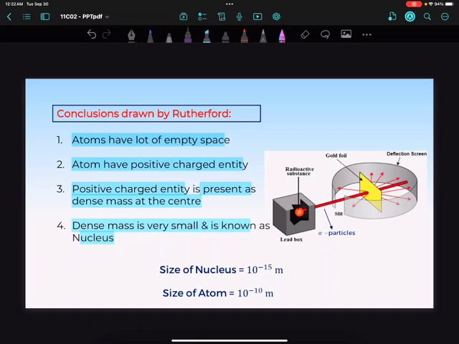He came to the conclusion that an atom has a lot of empty spaces. Suppose this is an atom, it has a lot of empty spaces in it. An atom has a positively charged entity in it. He said that there is a positively charged entity at the center of the atom, and that positively charged entity is present as a dense mass. It has a certain mass, and this dense mass is very small and is known as the nucleus.